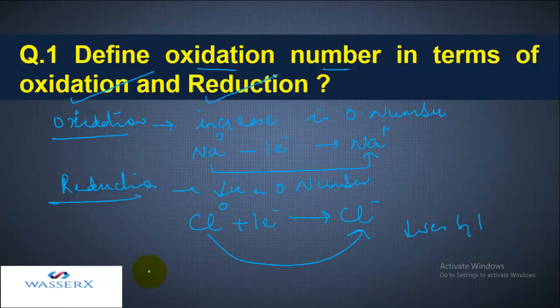Now let's take up the redox reaction. Let's say I have Mg plus Cl2 forming MgCl2. In this case, the oxidation state for Mg is 0, and for Cl2 is 0 because it is in the elemental state.